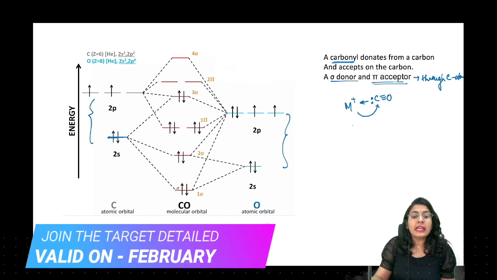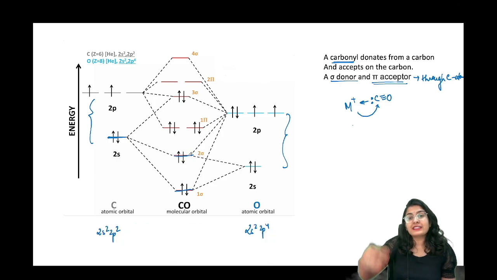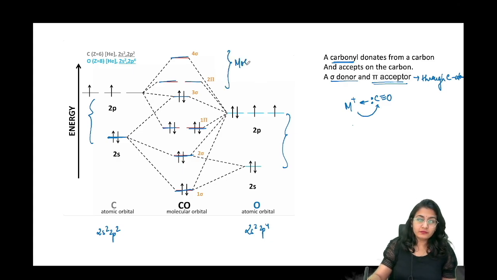So draw it like this. Sigma, this is 1 sigma. This is 2 sigma because this is still stable. All right, this 2 sigma is mostly coming from the 2s, but still it is stable. Then comes the pi, then comes the 3 sigma, and then finally comes the 4 sigma. Now out of which, these two are the most anti-bonding.